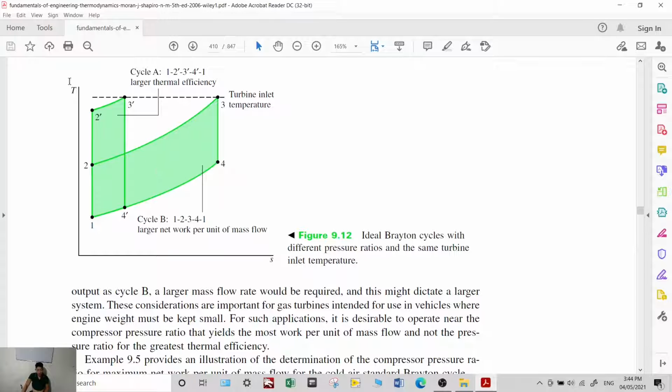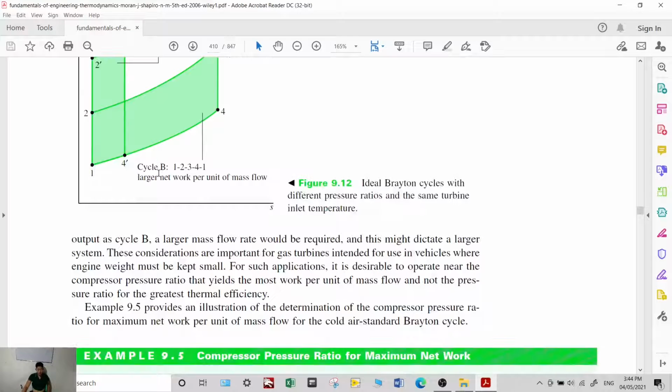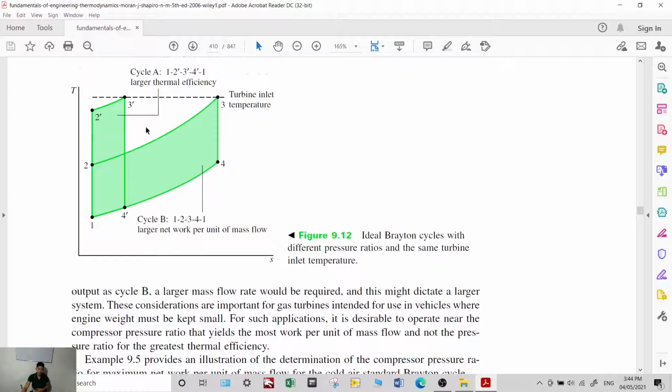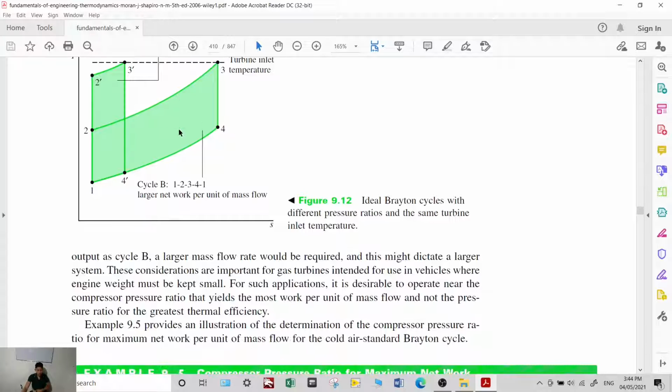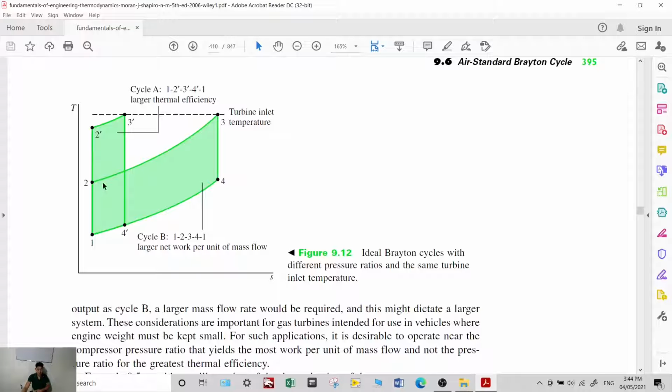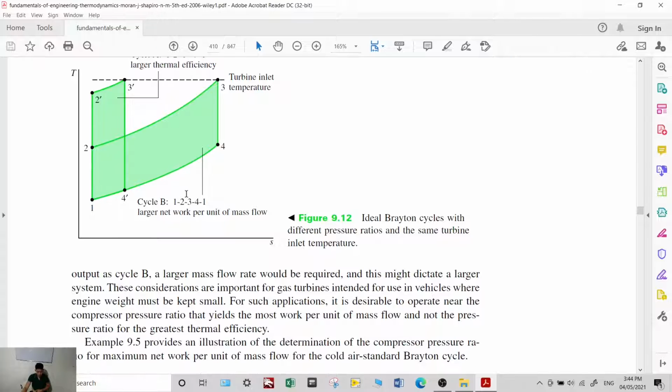So the question is, do you want the higher thermal efficiency ng engine or you want the engine that would produce mas dako nga work? So these are the factors that you need to consider in choosing the pressure ratio. No, kung ang ganahan nimo is dako ang work output, so you use kani cycle B. But if you want to use kanang engine that has the highest thermal efficiency, so probably kani imong pilion. Okay?